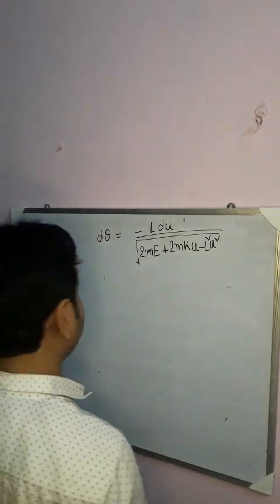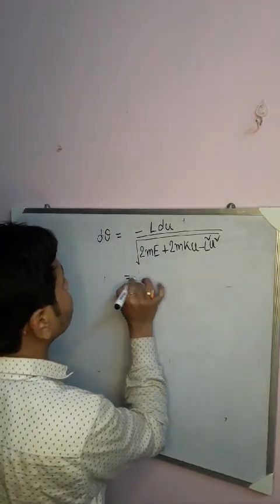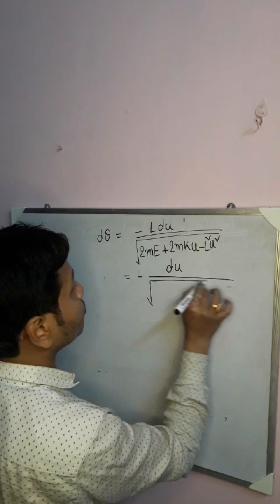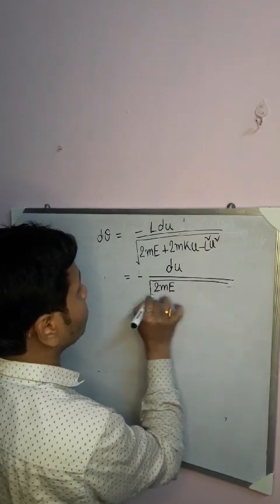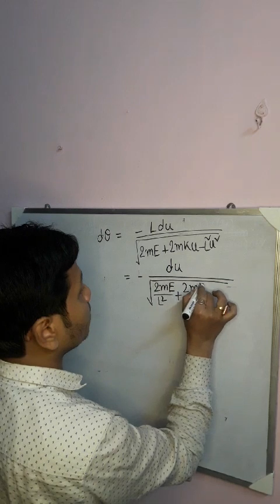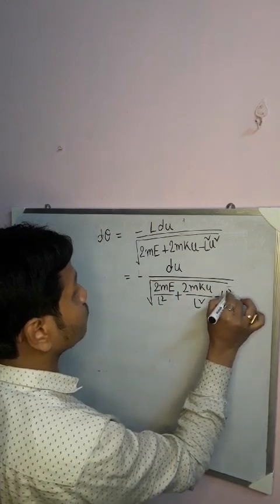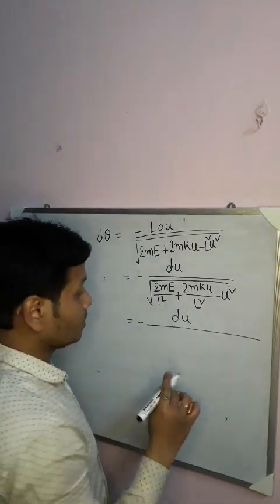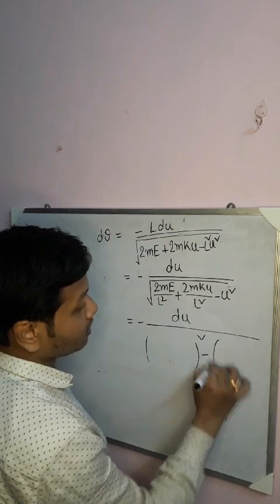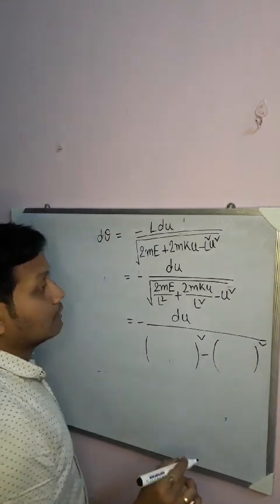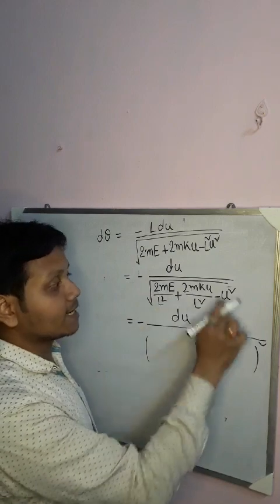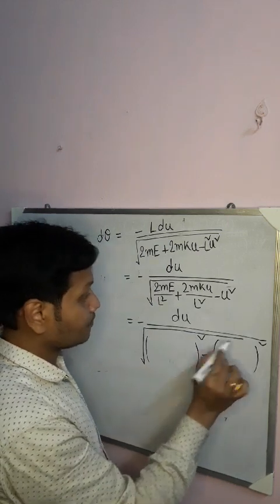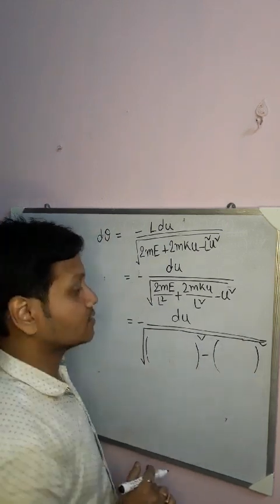If we simplify, we get it. Now if we divide both sides by L, then what do we get? If it goes inside the root, it becomes L square. So 2mE by L square plus 2mku by L square minus u square. Now one thing we have to do is rearrange this term in this format, that is something square minus something square.